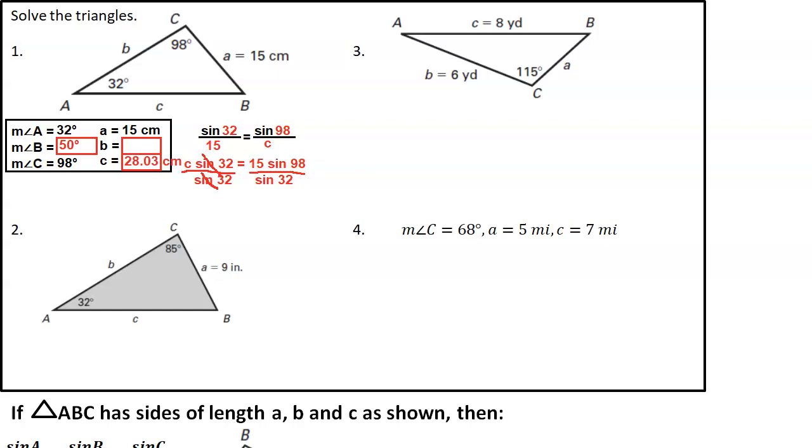And now we can actually take what we started with, the sine of 32 over 15, and we can apply it a second time using the new information, which in this case is now going to be the b part. So we're going to keep the sine of 32 over 15, but now we're going to say sine of 50 over little b. So you can use the law of sines twice in any given problem here.